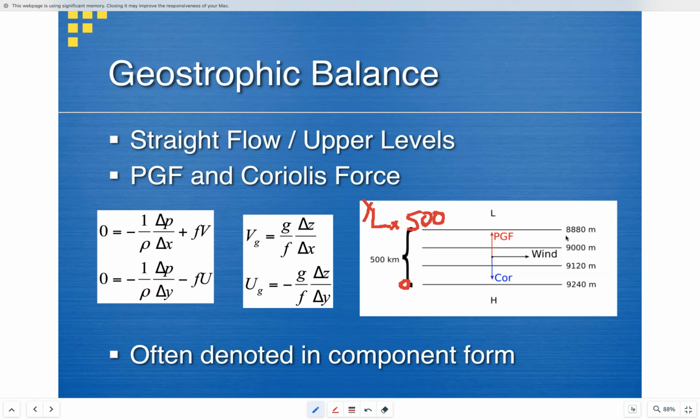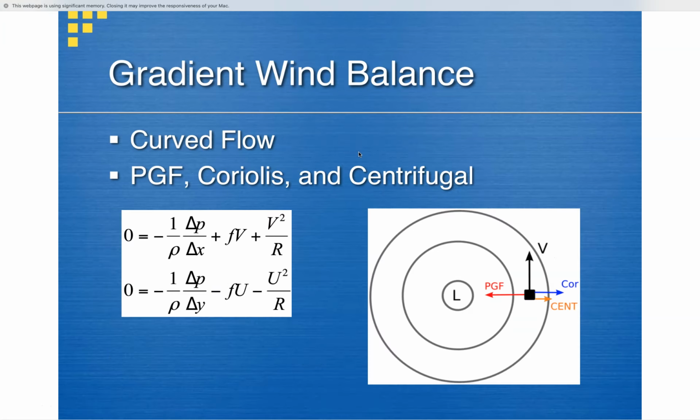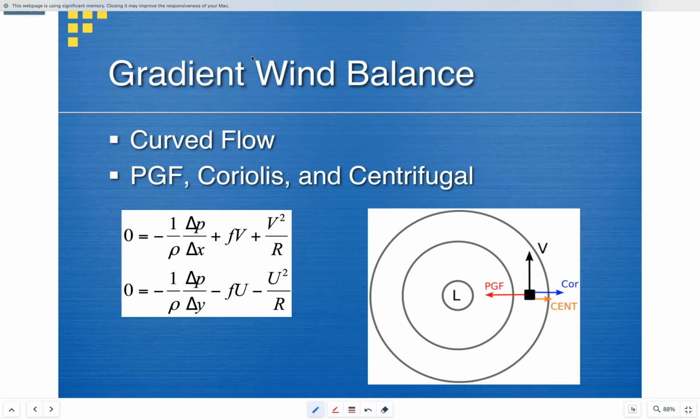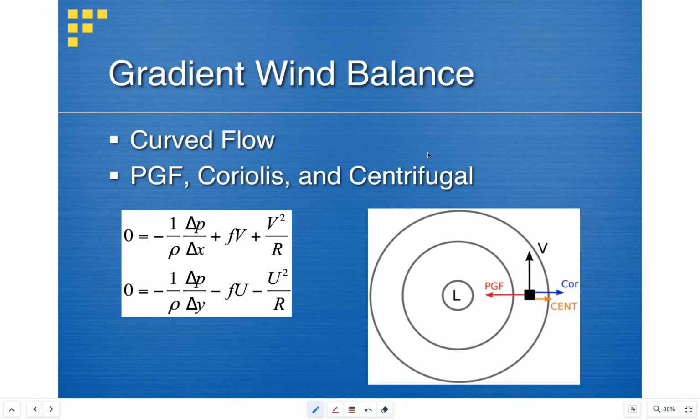But this is our geostrophic balance, wind that flows parallel to our height lines for non-curved upper level flow. When considering our gradient wind balance, we then are considering curved flow, again at the upper levels, because ultimately what we're considering here is frictionless flow.